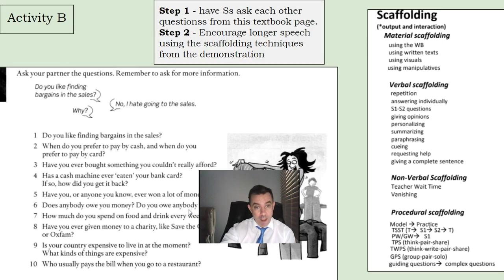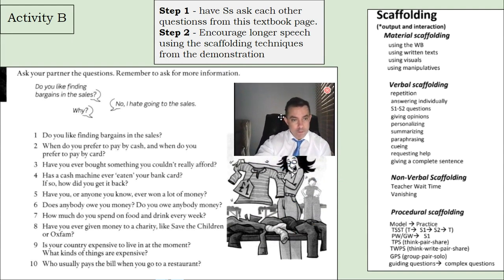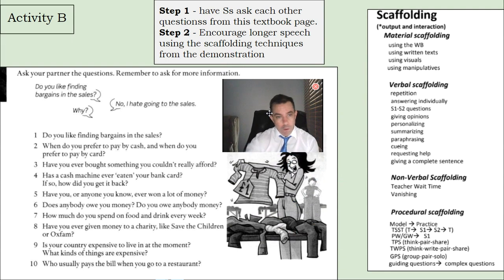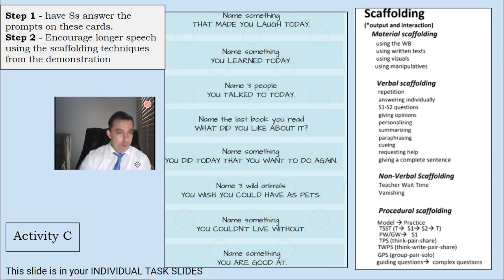So that's activity A. Activity B is just asking questions, this happens to be about shopping, spending money, this kind of thing. So ask the question and then ask follow-up questions, personalizing, ask for complete sentences, whatever you want to do to get that student talking more. This one has guiding questions that are great for discussion, like, what's something that made you laugh today? Name 3 people you talked to today. All right, there's a lot of good stuff here.